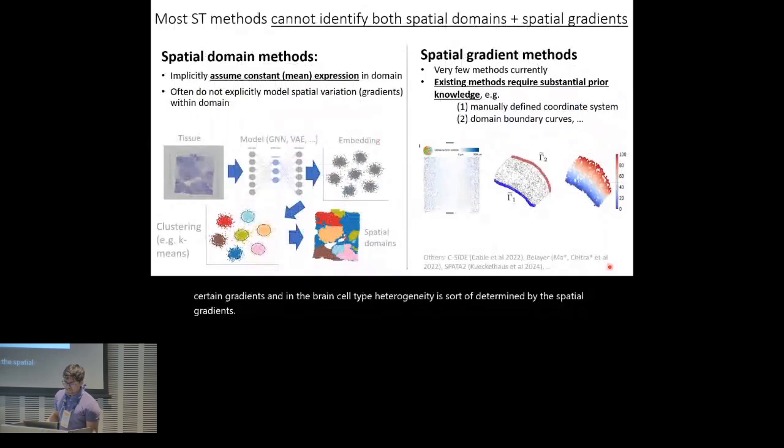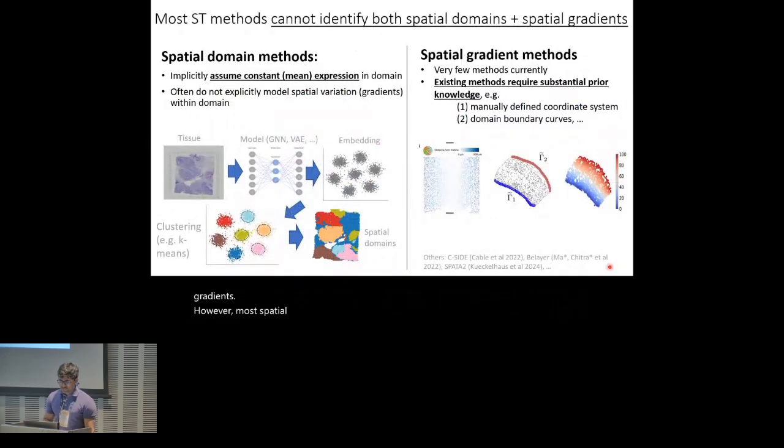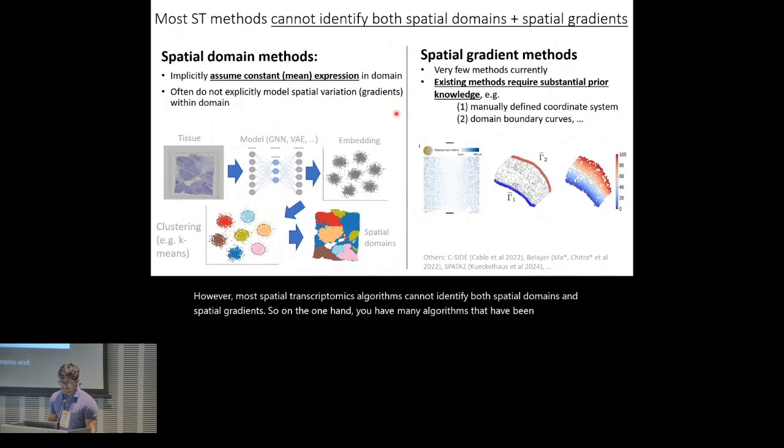However, most spatial transcriptomics algorithms cannot identify both spatial domains and spatial gradients. On the one hand, you have many algorithms that have been developed over the past several years for finding spatial domains from spatial transcriptomics data. Many of these methods implicitly assume that your gene expression is constant, or at least the average expression is constant inside a domain, and they don't explicitly model spatial variation like gradients within a domain.